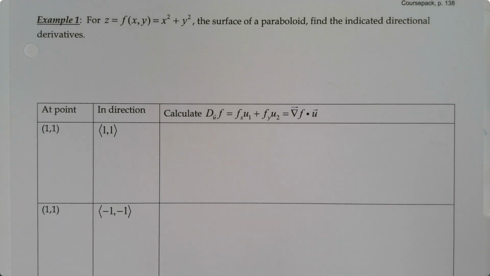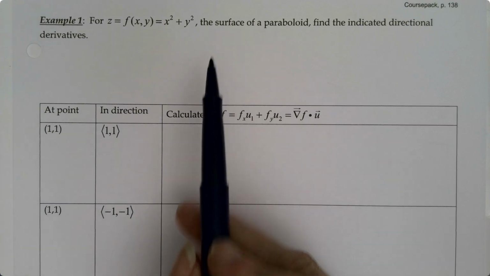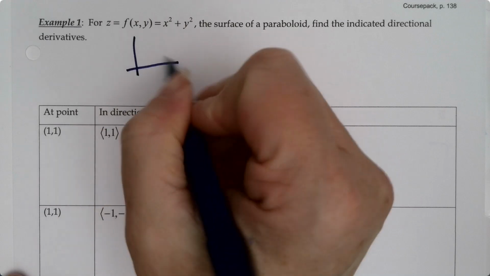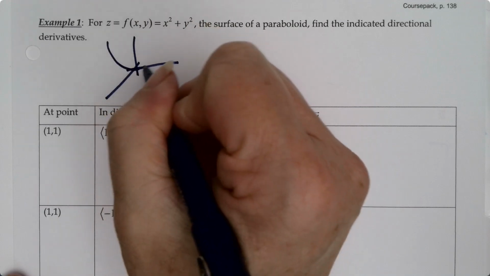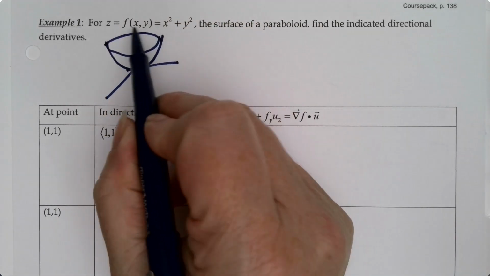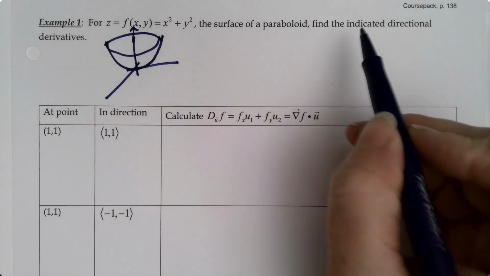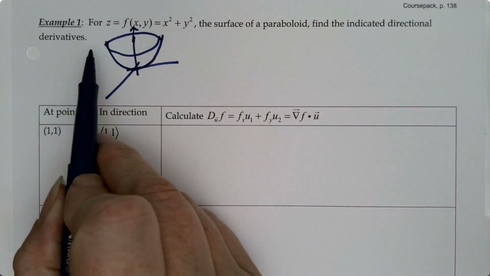We spent so much time developing the directional derivative, it's time to find some. So we have a paraboloid, which we all know what that looks like. It looks kind of like a bowl, so it's going to be facing up like this, right? So that's z is equal to f of x, y, which is x squared plus y squared. So there's our paraboloid, and we want to find the indicated directional derivatives.